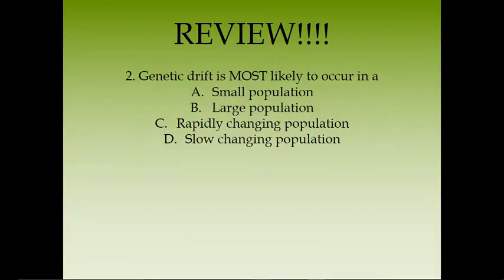On to question 2. Genetic drift is most likely to occur in A, small population, B, large population, C, rapidly changing population, or D, a slow changing population. And I'll give you a few seconds to think about this one as well. If you said A, small population, you'd be correct.